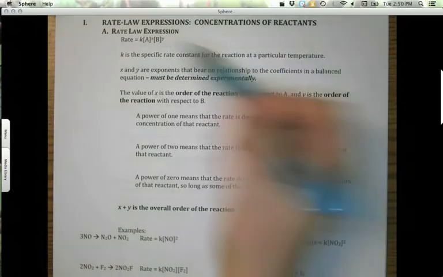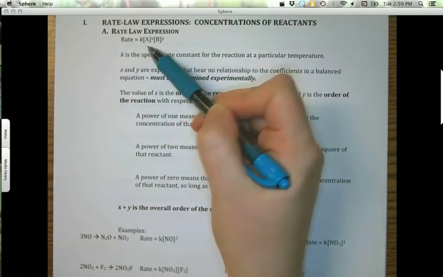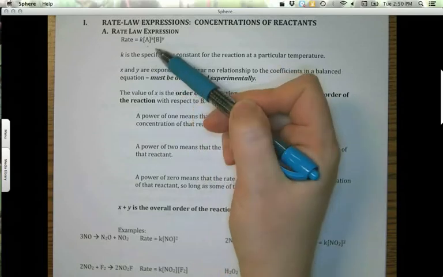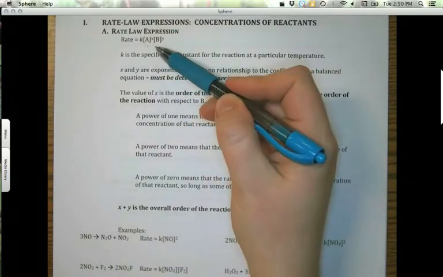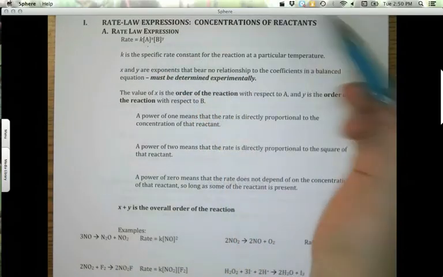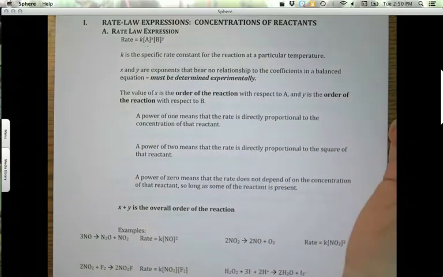A rate law expression looks like this. We have rate equals k times the concentration of A to the x and B to the y. A and B in those square brackets mean the concentrations. k is a rate constant. It's specific to a certain temperature. We'll talk more about that in a little bit.